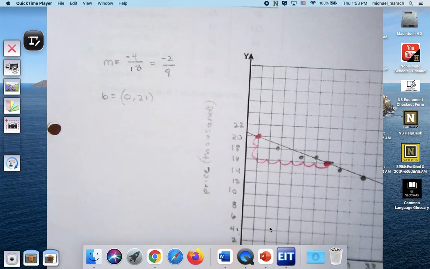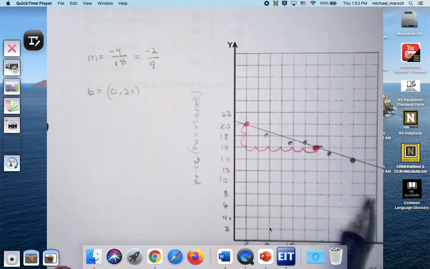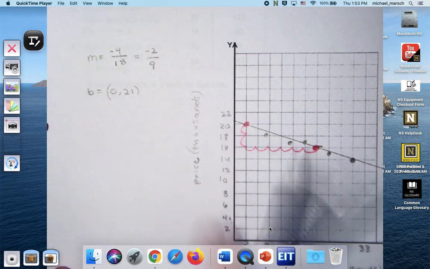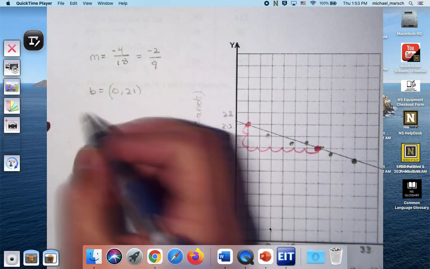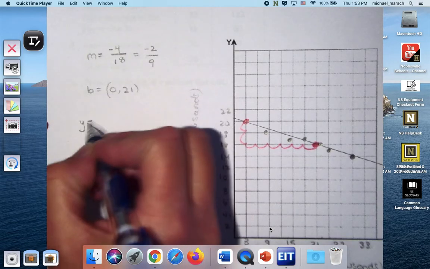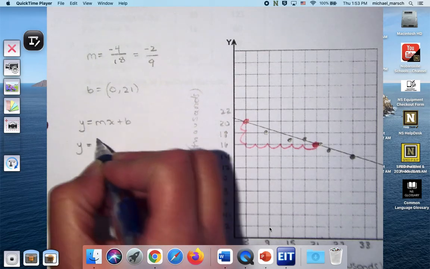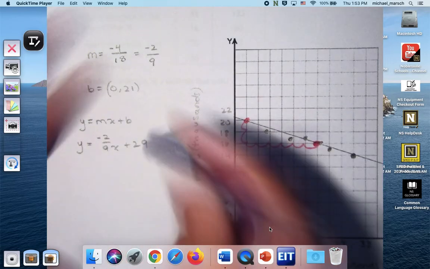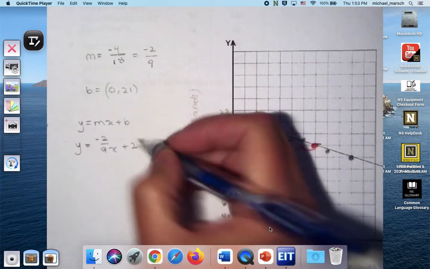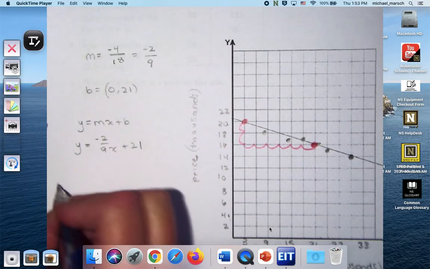Yours might be different. Guys, how do we know that our slope should be negative? Because it's a negative, like it's declining, right? It's decreasing. Okay, so my linear equation would be -2/9 x plus 21.